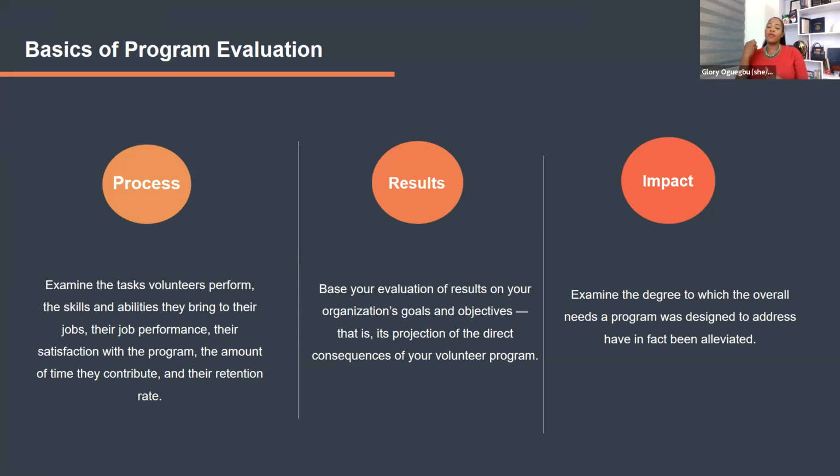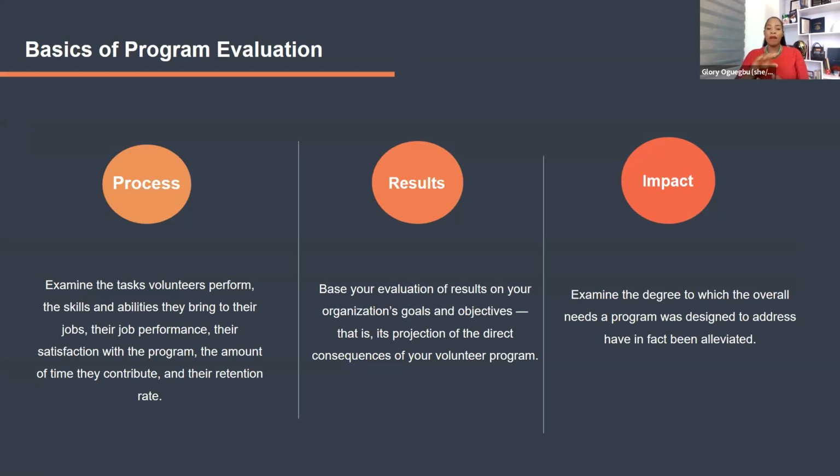And so now that we've established the factory, did I meet that goal? That's where I'm trying to get to: results. It's important that I evaluate my result to check that it's still within my organization's goals and objectives. So, is the consequence of my volunteer program in alignment with my organizational goals and objectives? In this case, I would say yes.